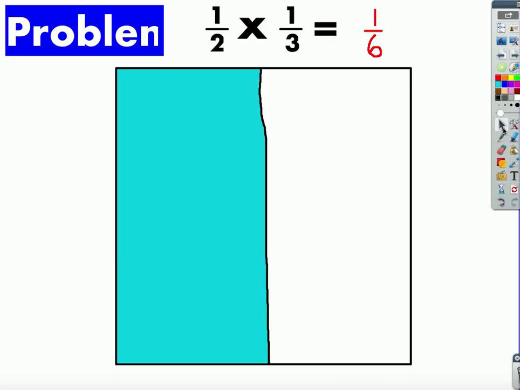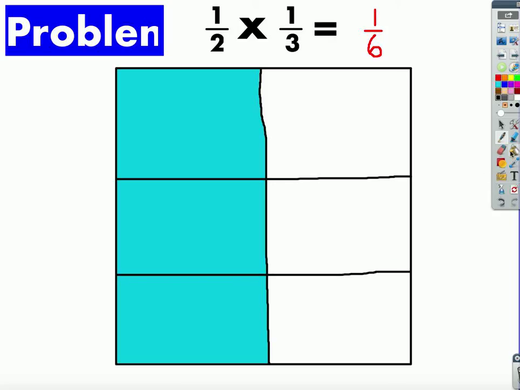There we go. Okay, then what we do is we're going to do 1/3 instead of going up and down. We're going to go side to side. So I'm going to make 3 equal cuts going this way. Okay, and then 1/3. Let's see if I can do it a little better this time. 1/3 we would color in. So I'm going to color in this first one all the way across because it's 1/3 of the square going horizontally.